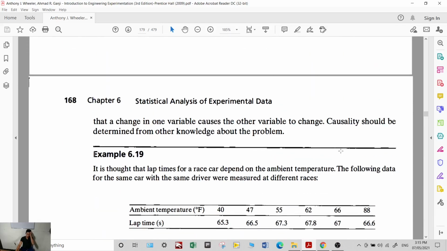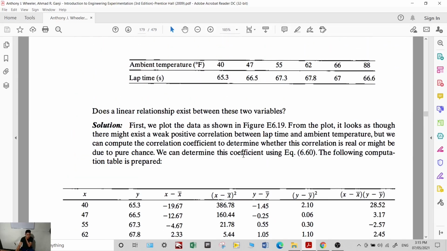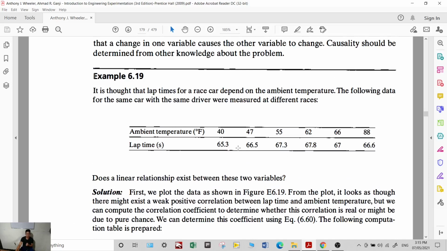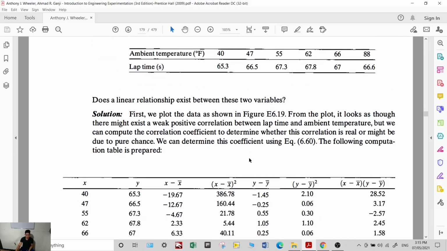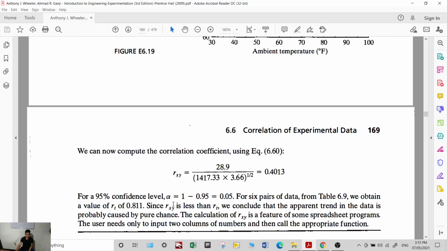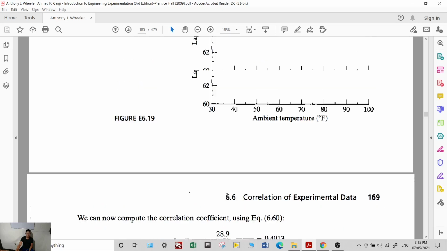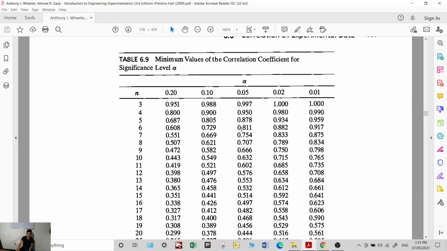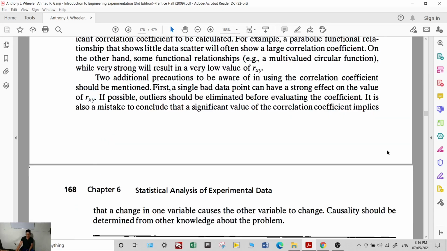With 6 samples, we test whether a linear relationship exists between these two variables, lap time and ambient temperature. We use a 95% confidence level, or alpha of 0.05. Looking at the table, for 6 samples and alpha 0.05, you need a correlation coefficient of 0.811. It should be greater than or equal to 0.811. If below this, you conclude that there is no correlation. If greater, you conclude there is correlation between the two.